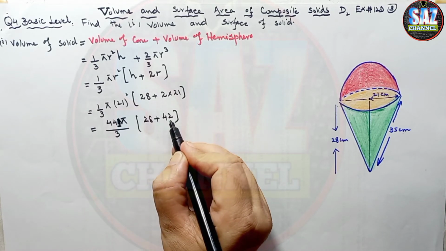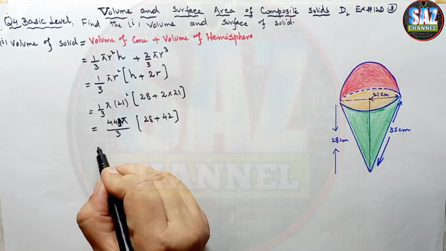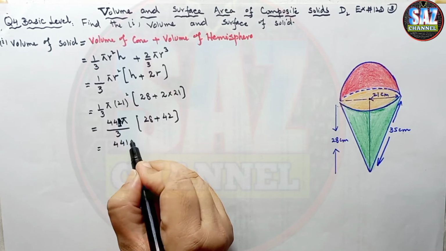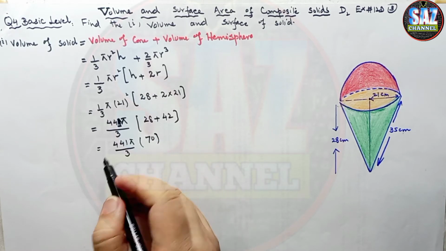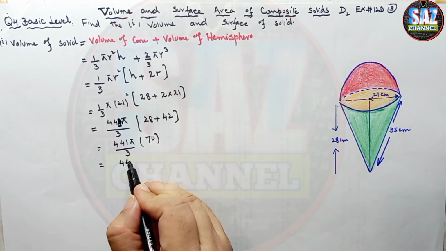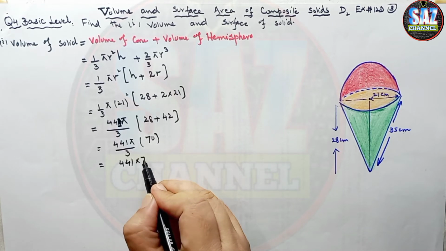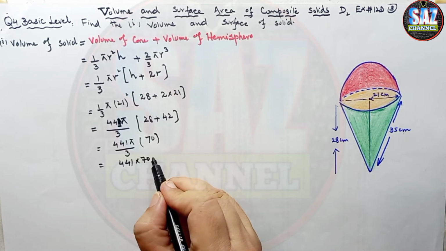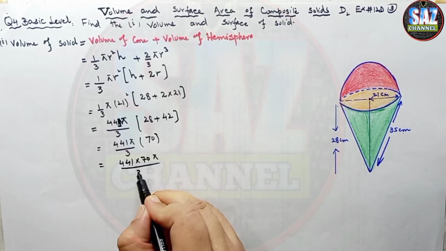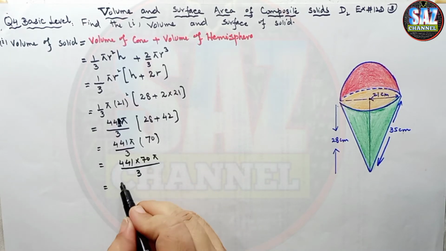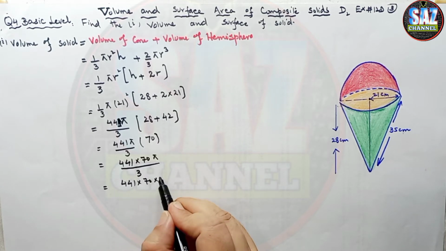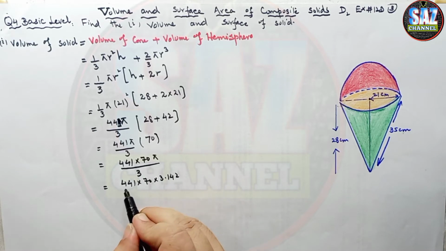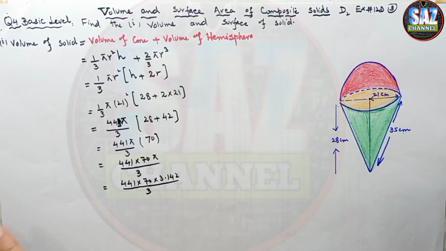8 into 10, 402 6, 4 plus 2 is 6 and 1 is 7, 441 into pi by 3 multiplied by 70, and close the bracket. Now what we can do is 441 multiplied by 70 and multiplied by pi by 3. Pi has a value 3.142. So 441 multiplied by 70 multiplied by 3.142 by 3. Okay, now we have to check the calculation.